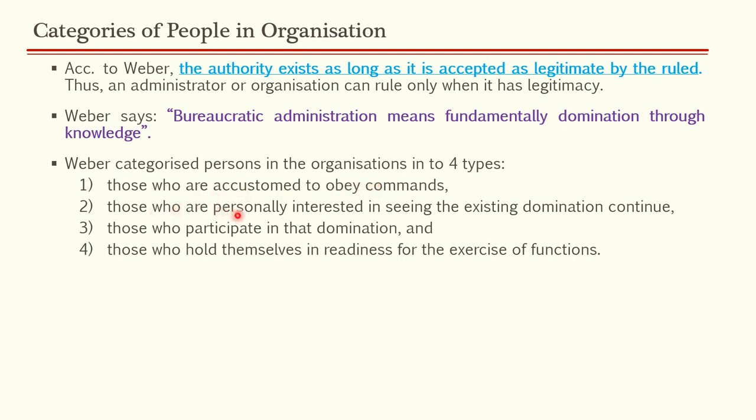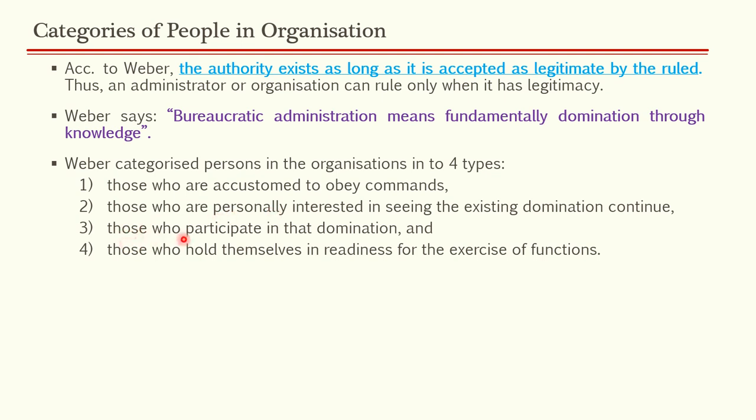The second type of people are those who are personally interested in seeing the existing domination continue. The first kind did not bother; they are used to commands. The second type are personally interested. They are in favor of seeing the existing domination continue. These people also obey commands, but they do so wholeheartedly because they love or respect the person. They are personally interested in seeing that person dominate. These are the second kind of people in an organization.